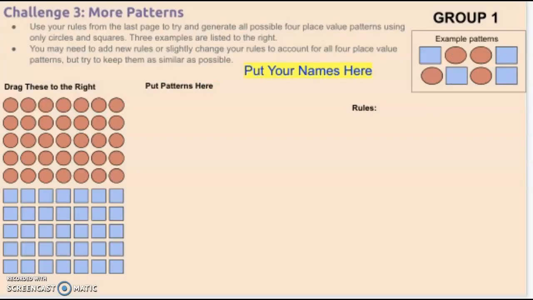Okay, so the next challenge is going to be use your rules from the last page to try and generate all possible 4 place value patterns using only circles and squares. 3 examples are listed to the right. You may need to add new rules or slightly change the rules to account for all 4 place value patterns, but try to keep them as similar as possible.